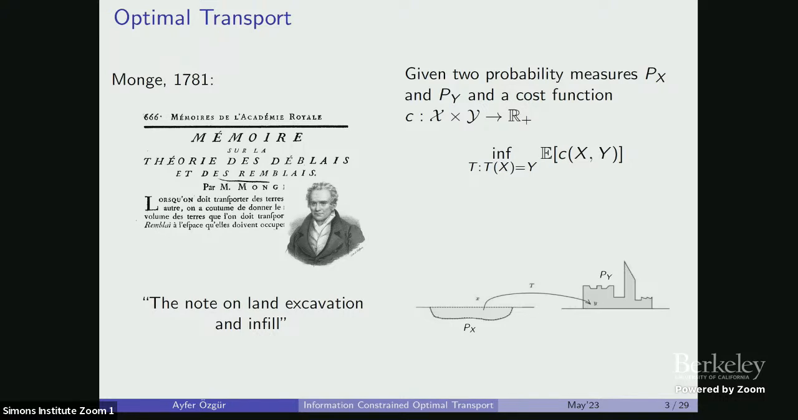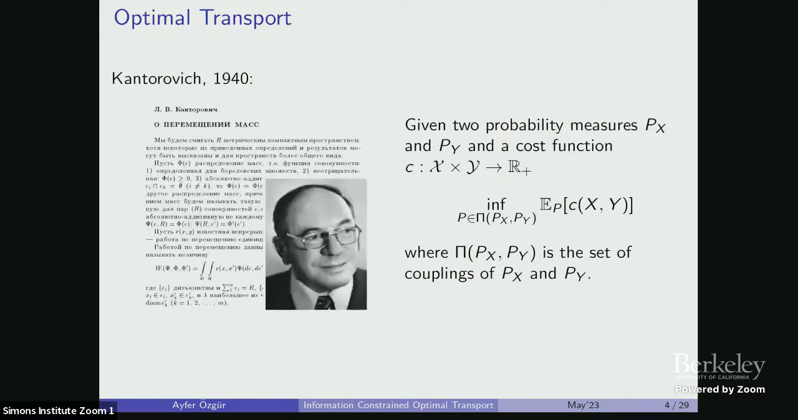So you cannot split mass with deterministic mappings. And Kantorovich allows this mapping to be randomized, in which case you can think of it just as a conditional probability distribution, or a channel in the information-theoretic language, a channel that takes the input distribution px and transforms it to this output distribution py.